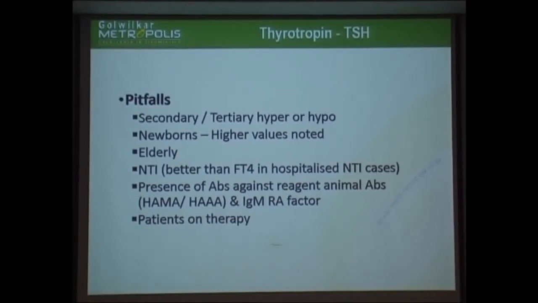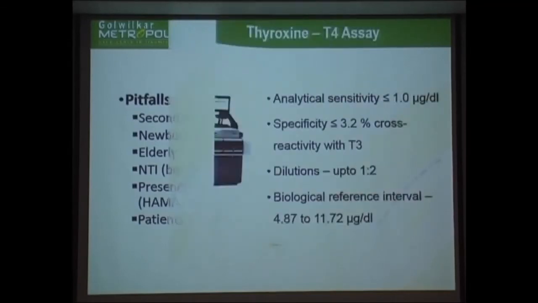But we should remember that even though this is the single best test to be performed for screening, there are certain pitfalls in TSH interpretation standalone. In secondary or tertiary hyper and hypothyroidism, in newborns they tend to have higher values. In elderly patients, in patients with non-thyroidal illnesses, in presence of antibodies in the specimen, these are specimen related issues like human anti-mouse antibodies which I already mentioned, as well as IgM RA factor antibodies, and in patients who are already taking medications for thyroid.